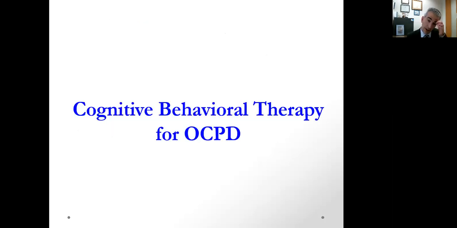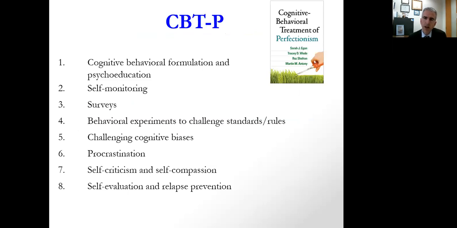What I'm going to talk to you about now is cognitive behavioral therapy for OCPD, and I'll give you some examples of the interventions used. For more information, there is a manual out called Cognitive Behavioral Treatment of Perfectionism, which I've been using with patients with OCPD. The treatment of CBT for OCPD is also further described in the edited book I mentioned earlier, called Obsessive Compulsive Personality Disorder. So let's look at the different steps in the cognitive behavioral therapy.